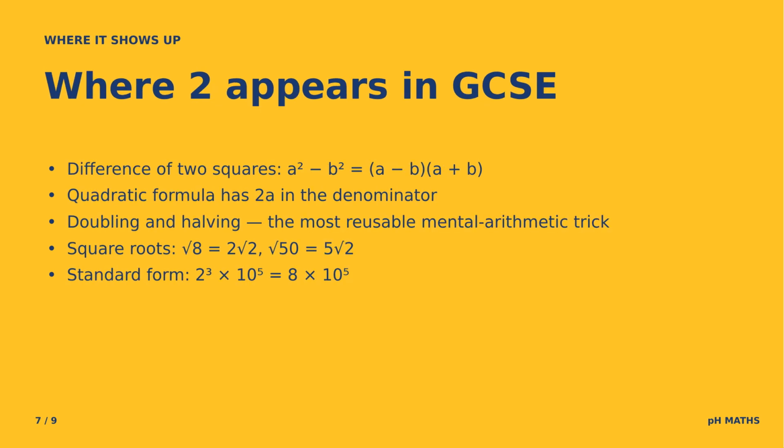Where 2 actually appears in GCSE Higher: difference of 2 squares, a squared minus b squared factorizes to a minus b times a plus b. The quadratic formula has 2a in the denominator. Doubling and halving is the most reusable mental arithmetic trick you'll ever use. Surds like root 8 simplify to 2 root 2. And standard form numbers like 2 cubed times 10 to the fifth become 8 times 10 to the fifth.